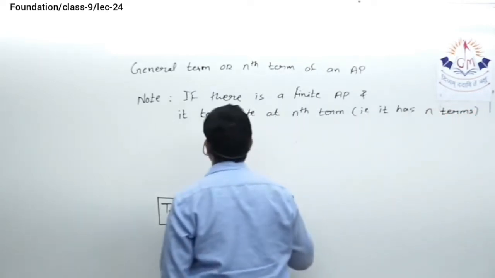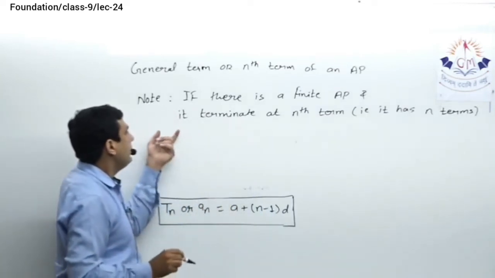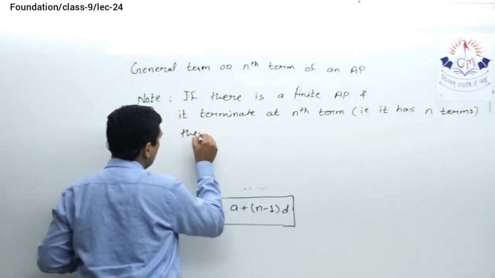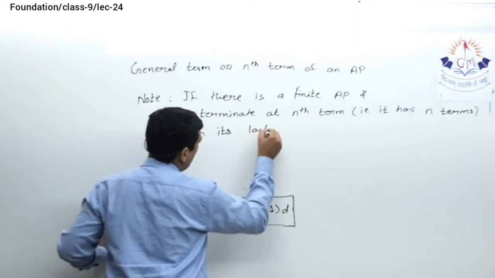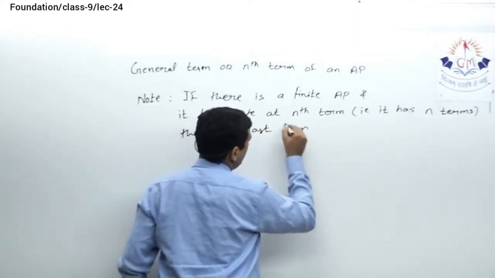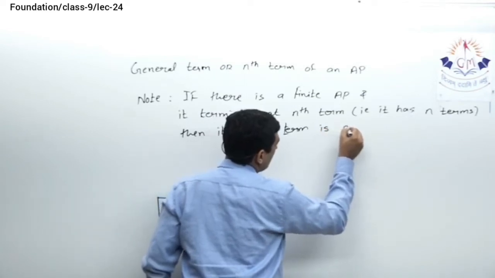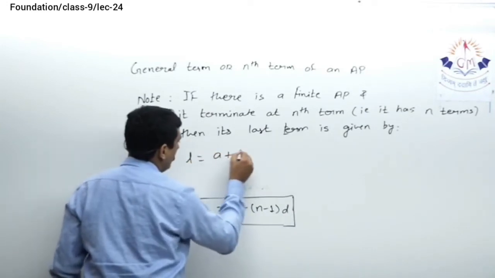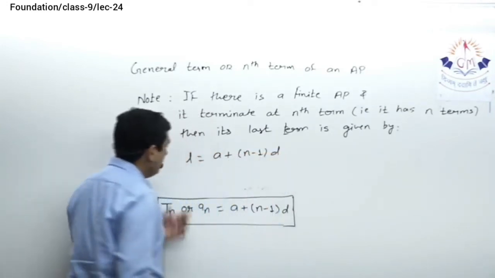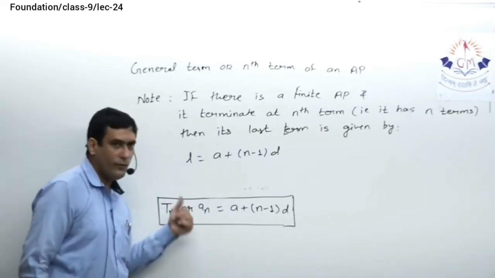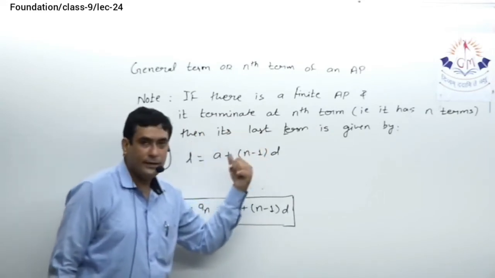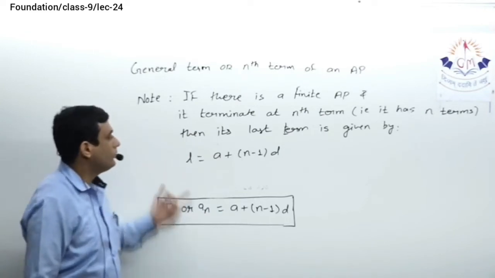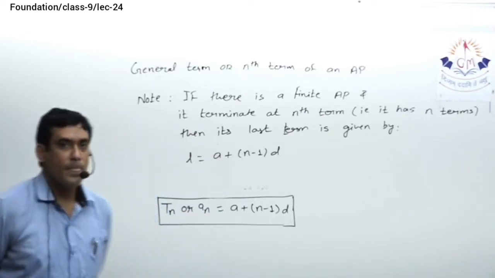then its last term is given by L is equal to A plus n minus 1 into D. Last term L is A plus n minus 1 into D. That means the same formula, but the only thing is the AP should be finite. It should have limited terms. So after this, note down this note, and then we'll see the questions based on this formula.